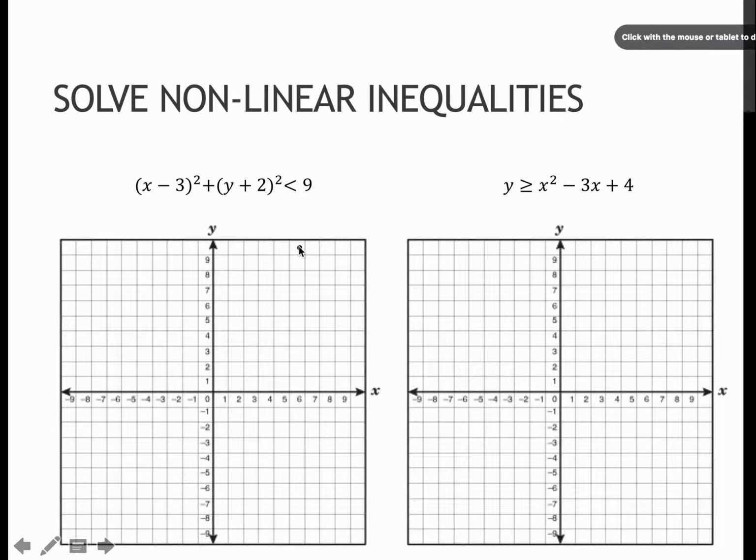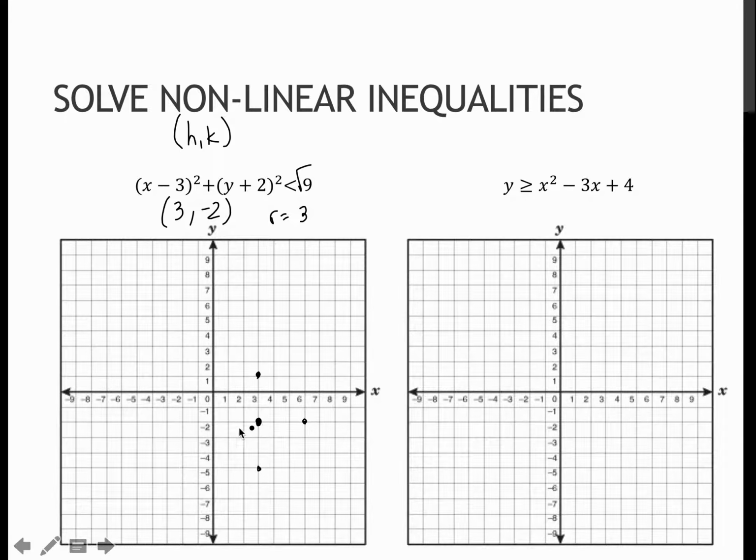It's actually pretty straightforward. To graph a circle, you find the center, which is h comma k. In this case, that would be 3 comma, this would be y minus -2, so 3 comma -2 would be the center of my circle. The radius here would be the square root of 9, which is 3. So I would go 1, 2, 3, in each direction. That's my circle.